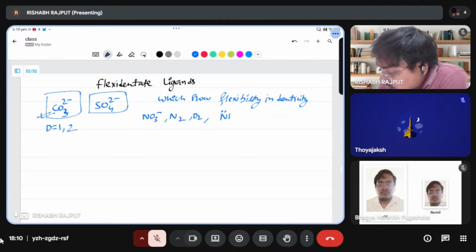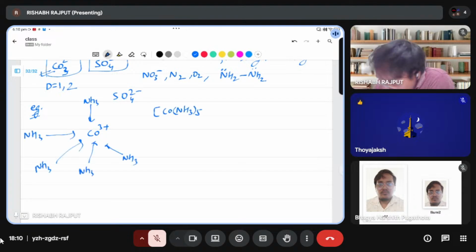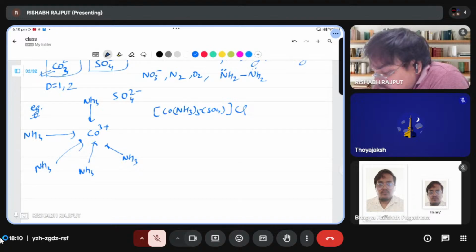I have cobalt 3 positive. I am taking the example of SO4 2 negative. In this compound, ammonia is there, donating electron pairs as coordinate bonds. 5 ammonia is there here: 1, 2, 3, 4 and 5. So in this compound, I am writing the formula first, then you will understand more: Co(NH3)5 SO4 Cl. So in this case, you can see sulfate here.